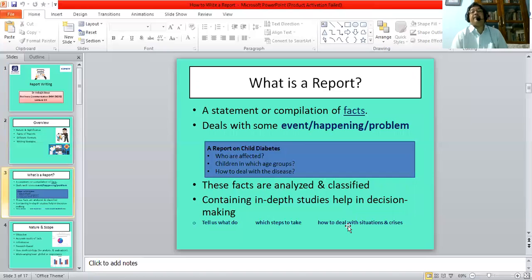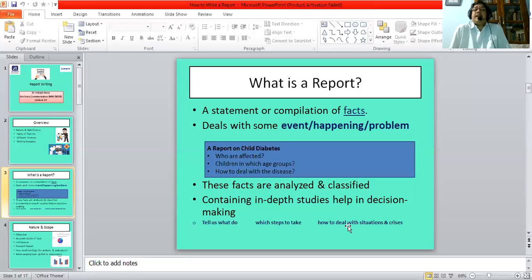Let us say that you have purchased a new Doppler machine in your diagnostic unit in the hospital, and the administration has ordered an inquiry, or you might say, they have asked for a report about the functioning of the diagnostic unit, including the performance of this new machine. So you send in a report about it, right? So basically, you will include facts about the functioning of the new Doppler machine in that report. Now, reports basically deal with facts, and they deal with a certain event or happening or a problem of some kind.